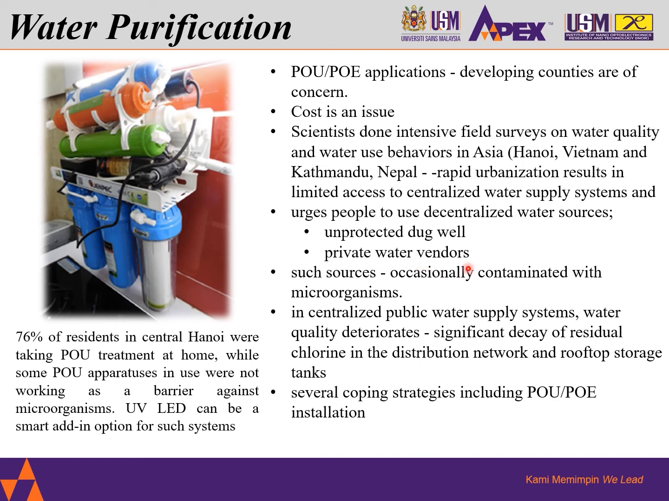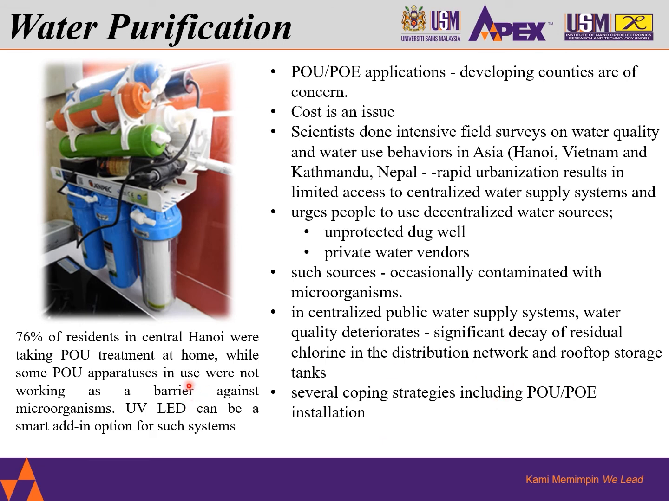Water from these sources is occasionally, of course, contaminated with microorganisms. This is unavoidable. Moreover, in centralized public water supply systems, water quality deteriorates with a significant decay of residual chlorine in the distribution network and rooftop storage tanks, highlighting an apparent need for this type of POE and POU treatment in the household. In fact, people are taking several coping strategies, including these types of installation.